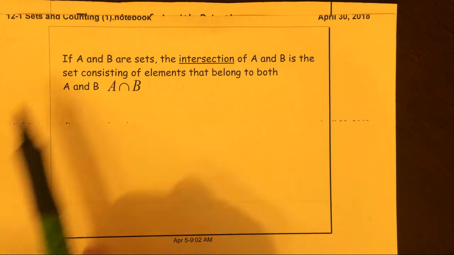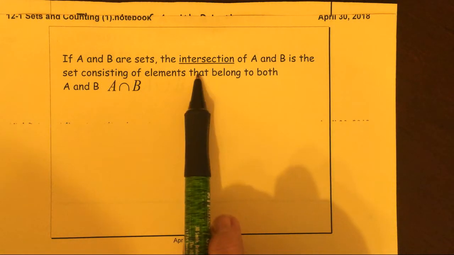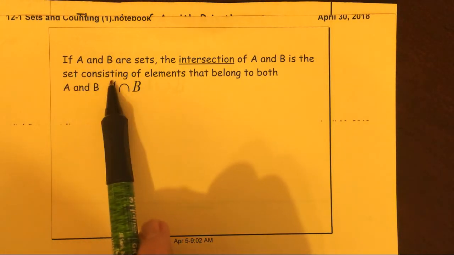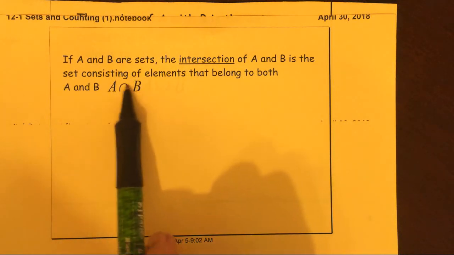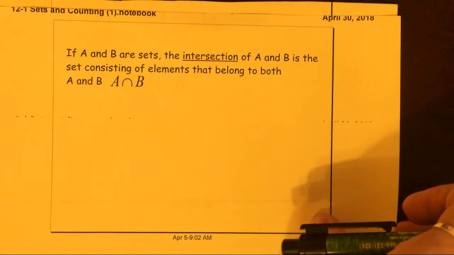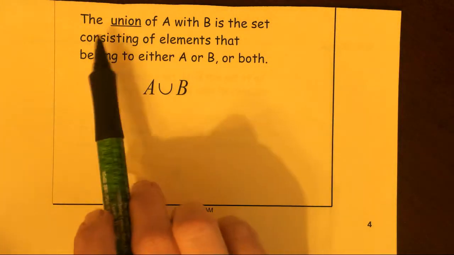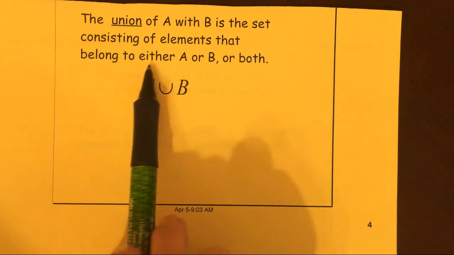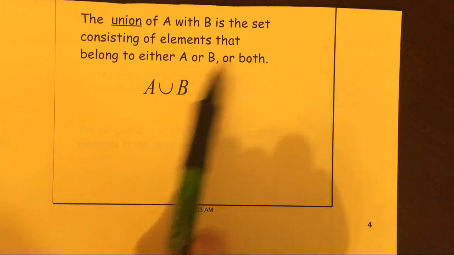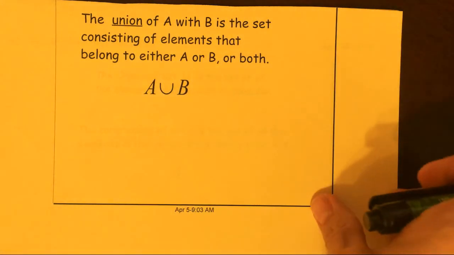Okay, some more vocabulary. If A and B are sets, the intersection of A and B is a set consisting of elements that belong to both A and B. And this is a symbol that we're going to use for intersection. We'll do an example in a second. The union of A and B is a set consisting of elements that belong to either A or B or both. So this symbol means union.